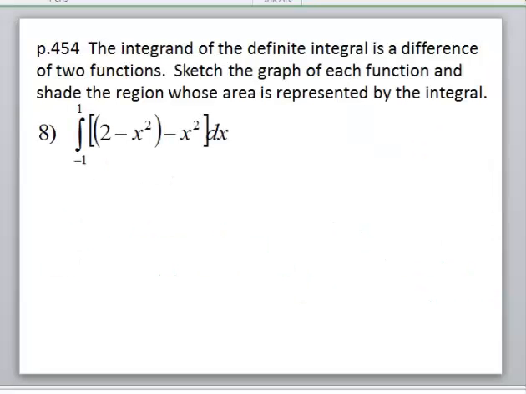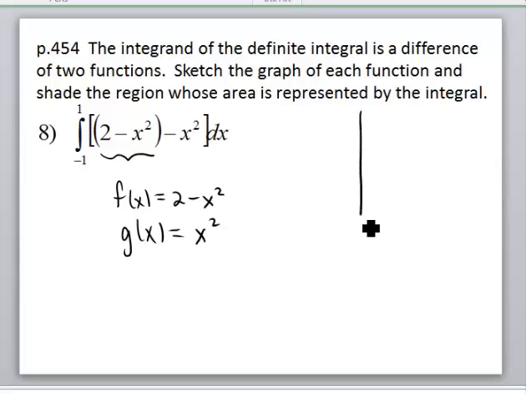See if I can get through one more example. On this problem, what we were supposed to do is actually create the picture. We're not going to find the area yet. We're just sketching the graph. So I have two functions here. This is my first one. f of x is equal to 2 minus x squared. And my second function is g of x equals x squared.